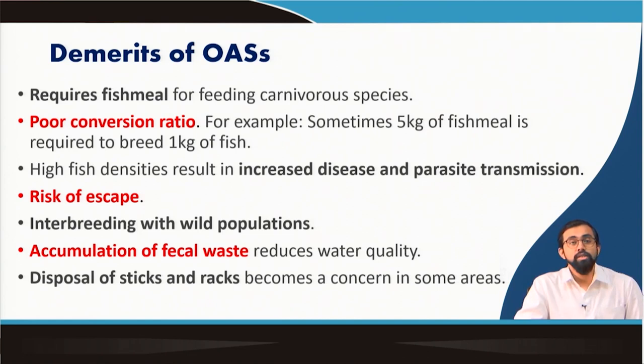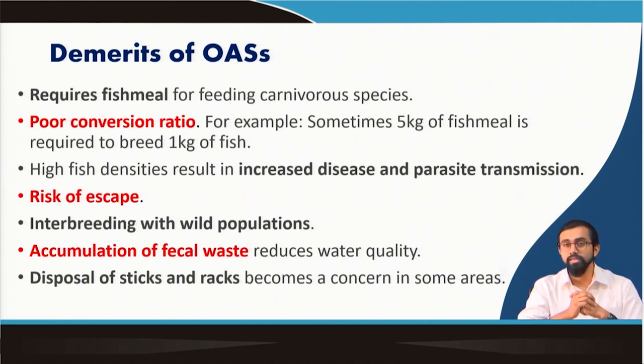So first of all, in case of OAS, the first is active feeding. We need to provide them with fish meal for feeding the carnivorous species, as well as the normal meal like in case of other species. The poor conversion ratio: sometimes even 5 kg of fish meal is required to breed only 1 kg of fish, because of the huge loss that is incurred with this kind of infrastructure. High fish density results in an increased amount of disease and parasite transmission.